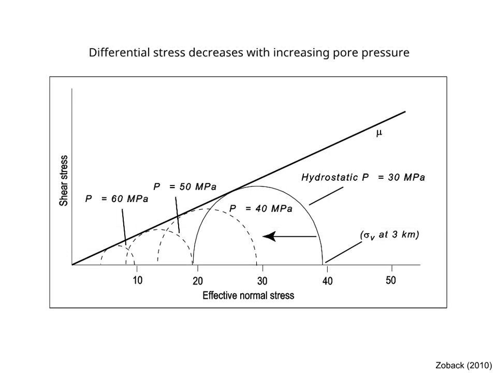This is further illustrated by this figure. When stress magnitudes are controlled by the frictional strength of faults, as pore pressure increases, the maximum size of the Mohr circle decreases. In other words, as pore pressure gets higher and higher, faulting occurs with smaller and smaller differences between the maximum and minimum effective principal stress.